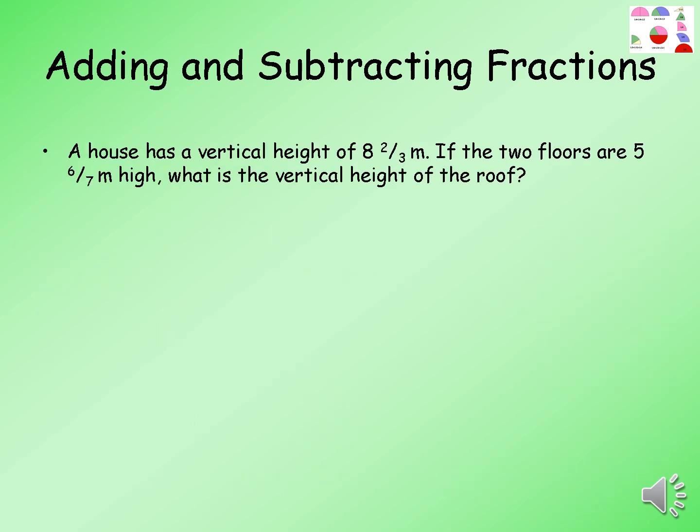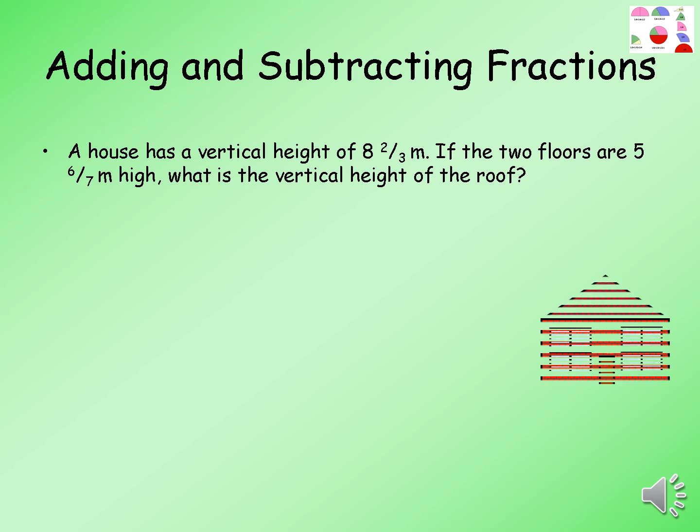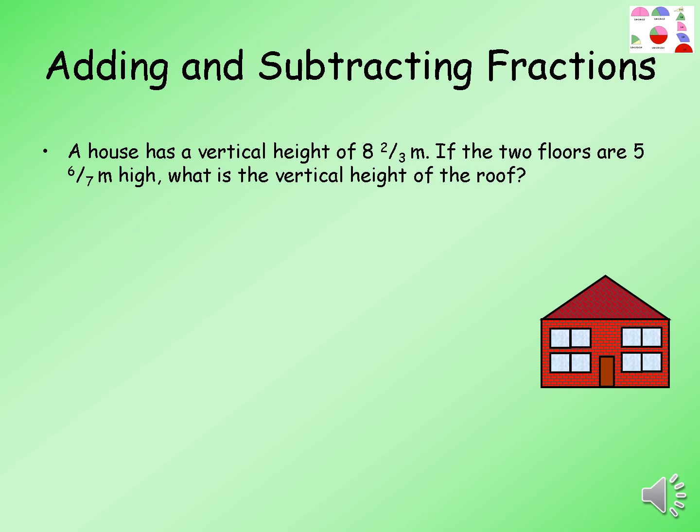Okay, so another example that we're going to illustrate. A house has a vertical height of 8 and 2/3 meters. It has 2 floors of 5 and 6/7 meter height. What is the vertical height of the roof, or what I would call the loft or the attic part of it? So the total height is 8 and 2/3, and up to the roof, which is 5 and 6/7. So we simply take the smaller number away from the bigger number, because that is the total height, 8 and 2/3.